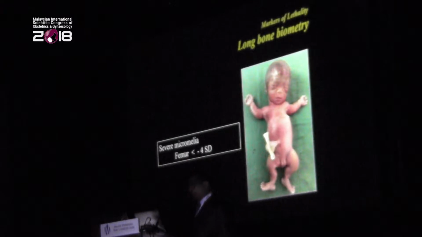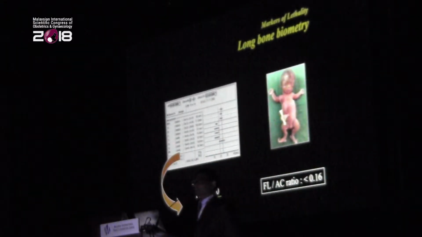Now, in addition to just looking at the long bones, you can also make a comparison with regards to ratio, and here is looking at the ratio between the femur length and the abdominal circumference. If you find that it is less than 0.16, then you are handling a baby which is likely to have a lethal condition. And in this example, the ratio was like 0.05.